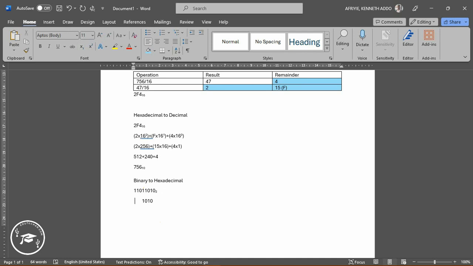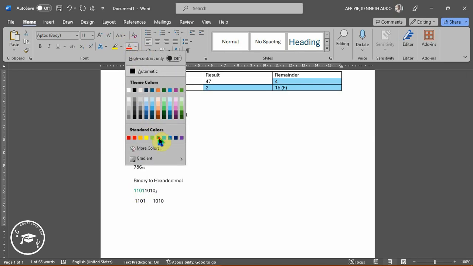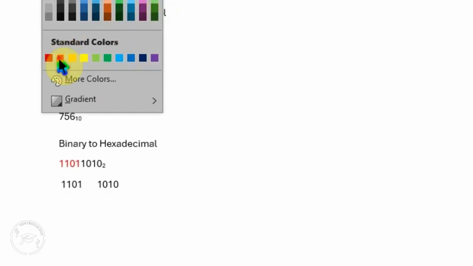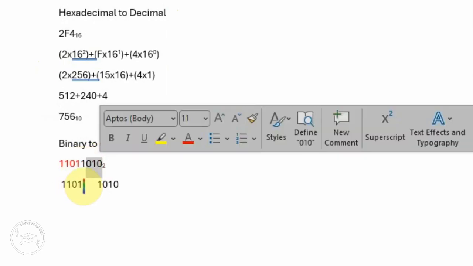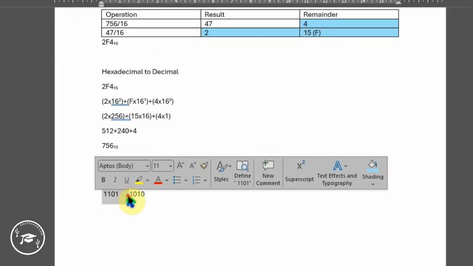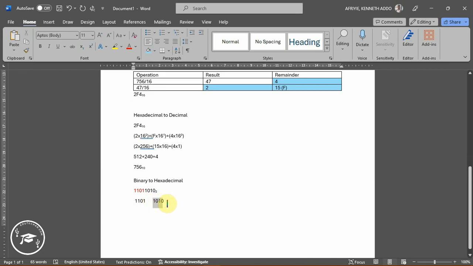Then we take the other one, which is 1101. So this first one, let me highlight it, you see the difference of what we are talking about. So this is the first group, this is the second group. So the first group is 1101, then the second group is 1010. So what do we do here? Then from here we convert this into hexa.